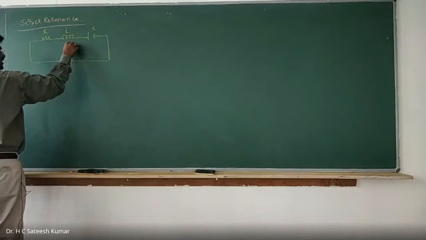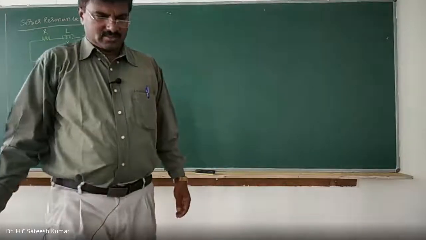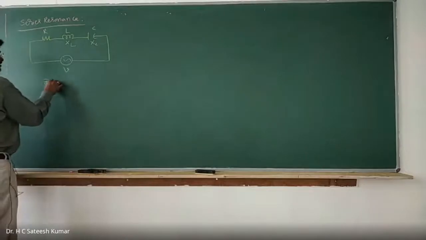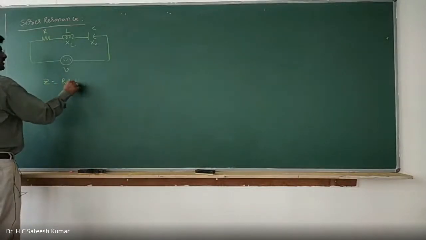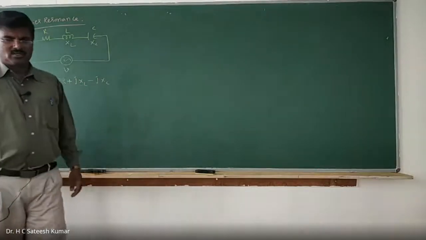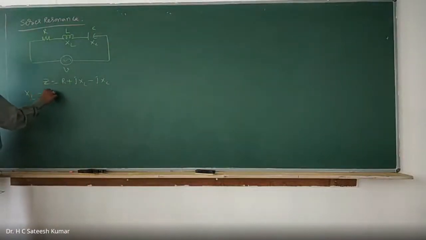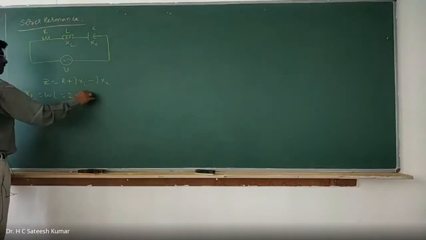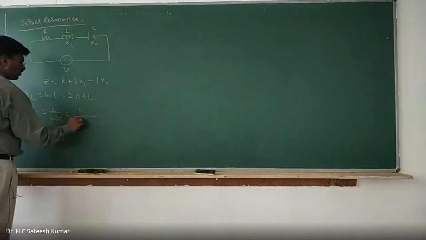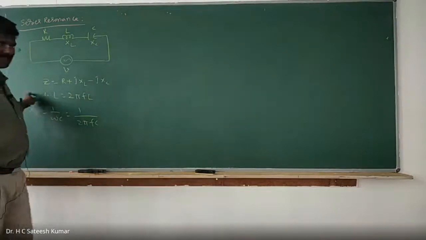And this reactance we call XL. This we call XC. Now, what is the total impedance? The total impedance Z is equal to R plus jXL minus jXC, where XL is equal to omega L, which is nothing but 2 pi FL, and XC is equal to 1 by omega C, which is nothing but 1 over 2 pi FC. So this is your capacitive reactance, this is your inductive reactance.